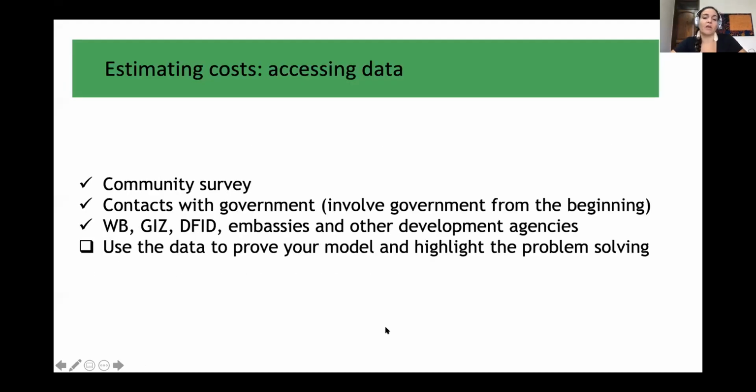And then accessing data. For us, the way that we access data to get some of this information that we need is that we do community surveys. We also have contacts with the government, so involve government from the very beginning. As Satyarupa has mentioned, there is the World Bank, GIZ, DFID, embassies, development agencies. There are so many organizations producing reports on waste management, so try to get as many reports as you can and learn from those and see what data you can use.